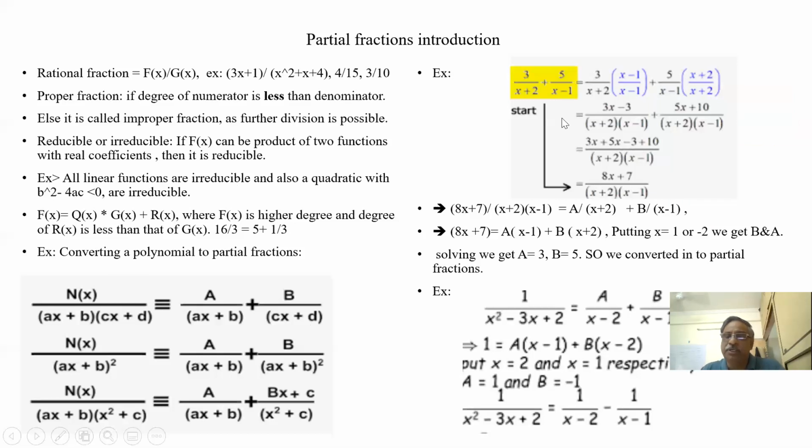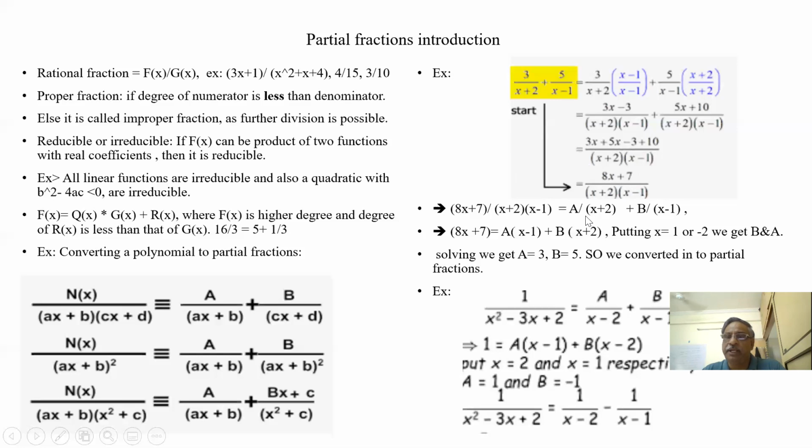Before going further, just see this example: 3 by x plus 2 plus 5 by x plus 1. The degree of the numerator here is 0 and the denominator is 1. This is a proper fraction, and this is also a proper fraction, and we are adding these two. When we add them, we get 8x plus 7 by x plus 2 into x minus 1. This is a normal process. Now in partial fractions, this will be given.